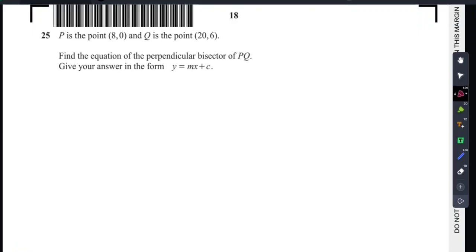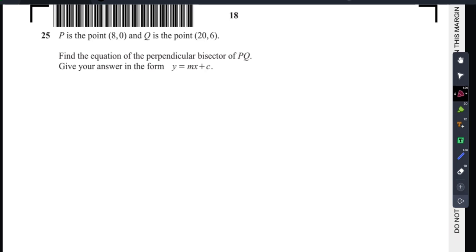Alright guys, so this is a question on coordinate geometry. We're told P is the point (8, 0) and Q is the point (20, 6). Find the equation of the perpendicular bisector of PQ. Give your answer in that form.